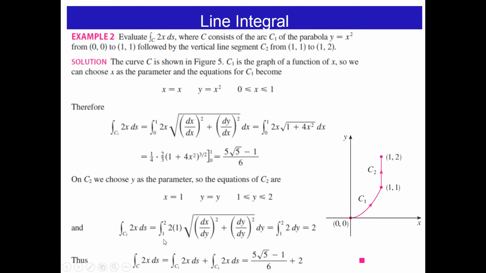So for C2, our parameter is y. So we have to convert all the integrand into y. Since x is 1, we plug in the value of x as 1. And since the parameter is y, we have dx by dy and dy by dy, and dt is replaced by dy, right? The rest is a matter of calculation, and you can evaluate. Now the final step: the integral of 2x ds along the curve C is equal to the integral along C1 plus the integral along C2. So this is the answer.